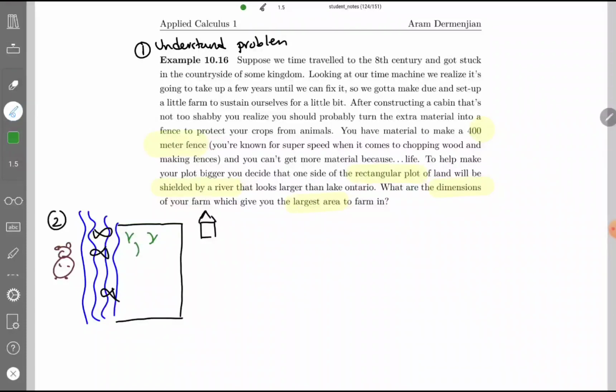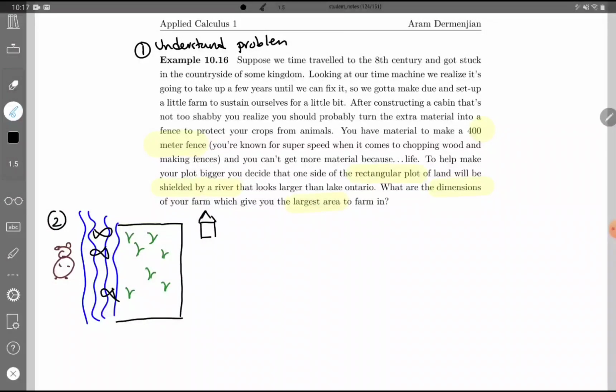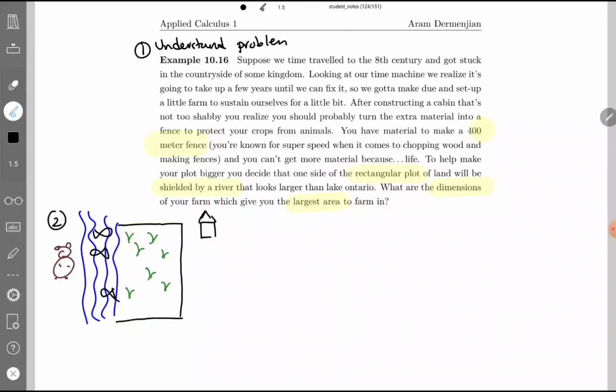In an exam, I'd recommend you not do this much drawing. But this is not an exam. I mean, I guess you have more time on exams now, huh? So maybe a drawing like this would be fun. If you want, you're more than welcome to do a drawing like this. So this is what your plot of land kind of looks like.